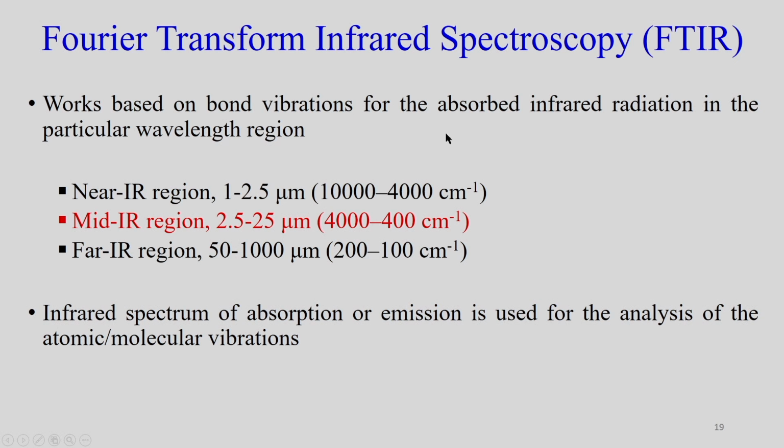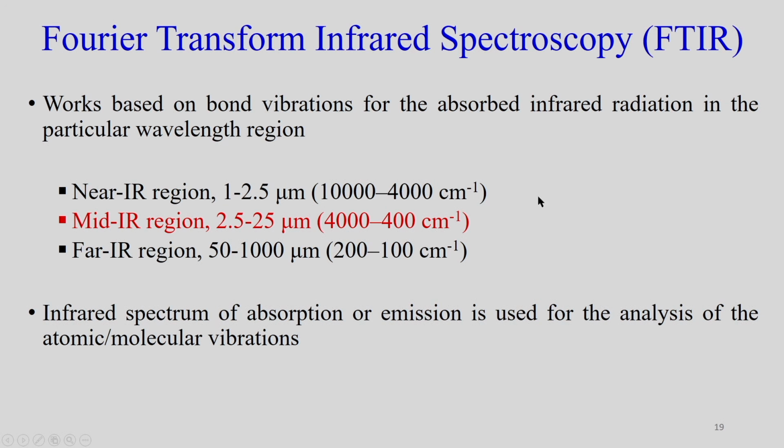Why is it happening? Because your material is absorbing the infrared radiation in a particular wavelength region. Depending on the wavelength, this IR is classified as near IR, mid IR and far IR. Near IR means wavelength is 1 to 2.5 micrometer, mid IR is 2.5 to 25 micrometer and far IR is 50 to 1000 micrometer.